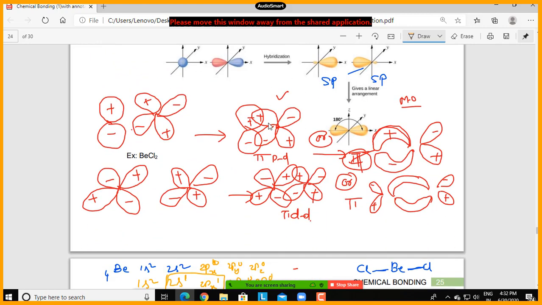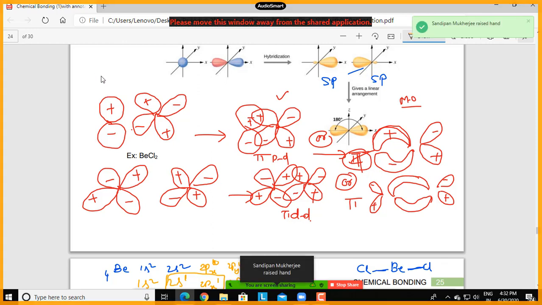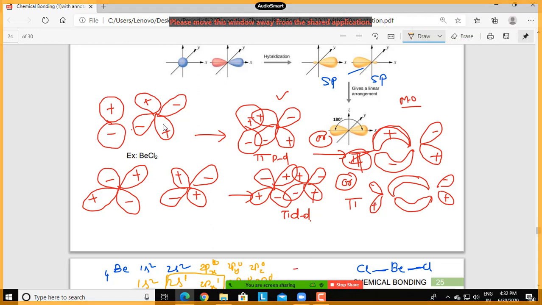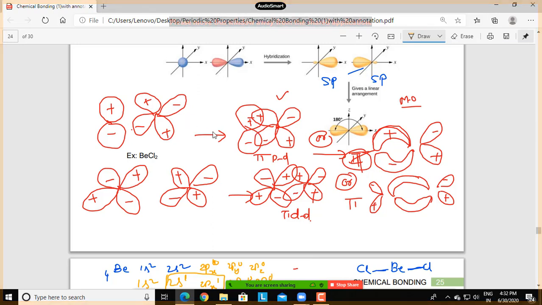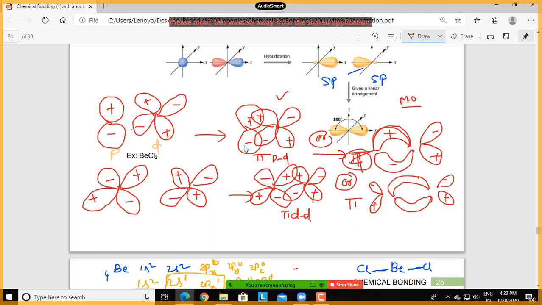Yes. See this diagram given, I think I have not told you this diagram. This diagram is intermixing of p and d orbitals. So this is the p subshell, this is the d subshell. P and d are mixing. So when p and d mix, they will mix like this. This plus will be attracted by plus, minus will be attracted by minus. So they will mix like this.